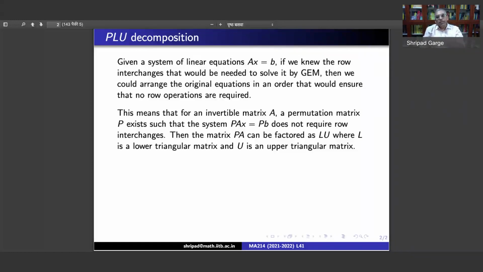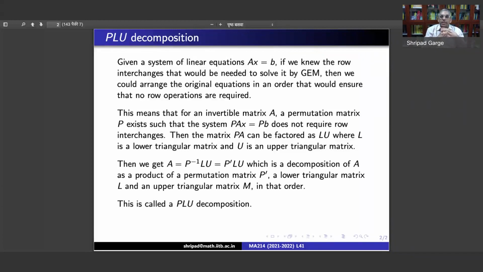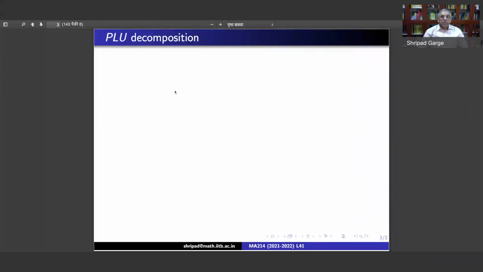And then by taking the inverse of P to the other side, we get the PLU decomposition, which is the decomposition of your matrix A. It's a factorization of your matrix A as a product of a permutation matrix P prime, a lower triangular matrix L, and an upper triangular matrix U, and in that order. That's what we have been able to compute. Now we need to go and do some examples.